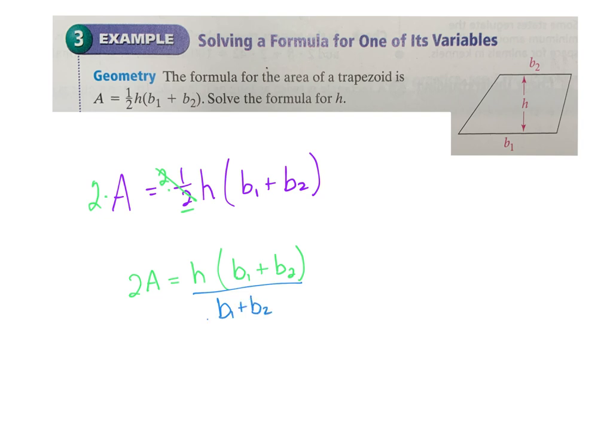All right. Cancel it out. Divide by base 1 plus base 2. That means that my height, which is what I'm solving for, equals 2a over base 1 plus base 2. All right. If I were solving for one of my bases, I would have to either distribute or get the h out. I would actually just divide the h out and do subtraction. All right. Divide by like 1/2 h.